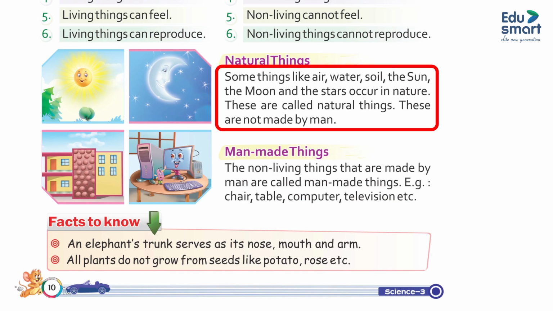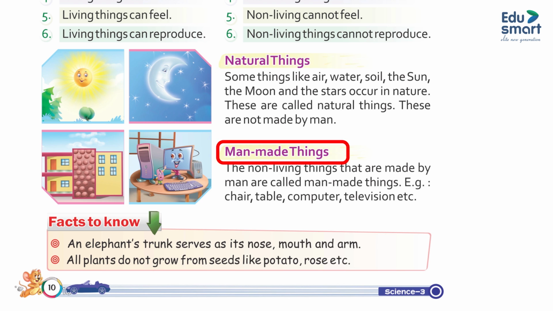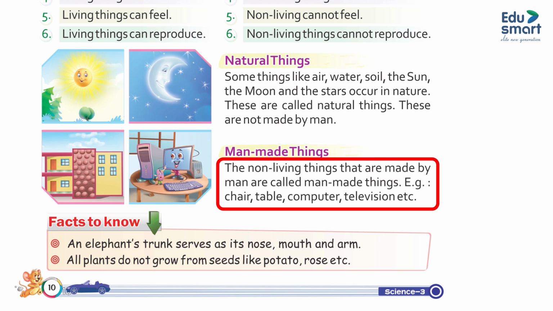Some things like air, water, soil, the sun, the moon, and the stars occur in nature. These are called natural things. These are not made by men. Man-made things: the non-living things that are made by men are called man-made things. Example: chair, table, computer, television, etc.